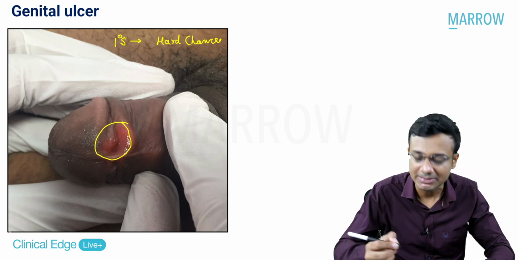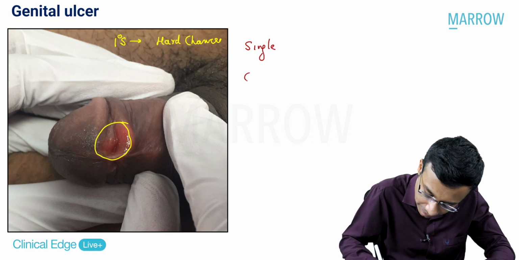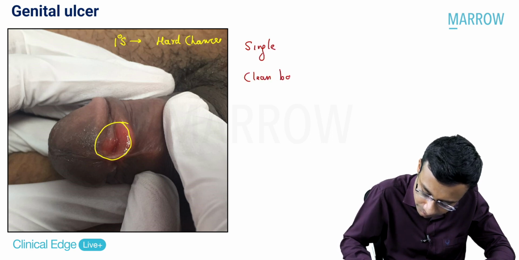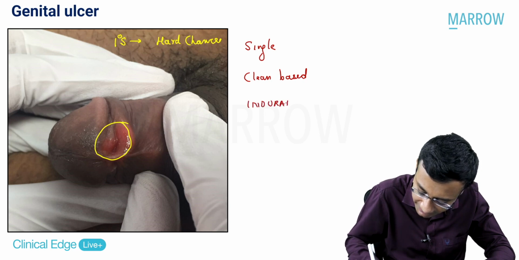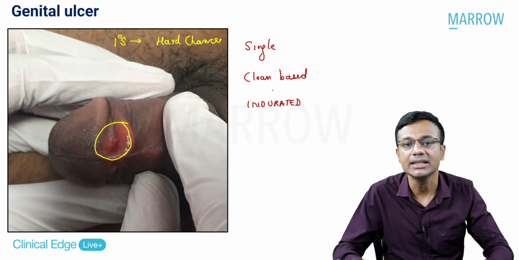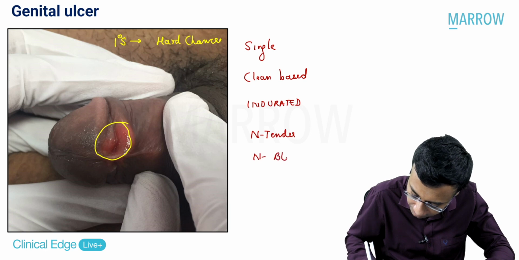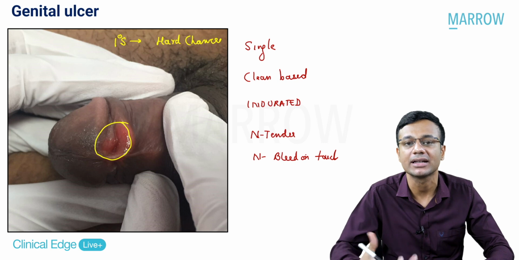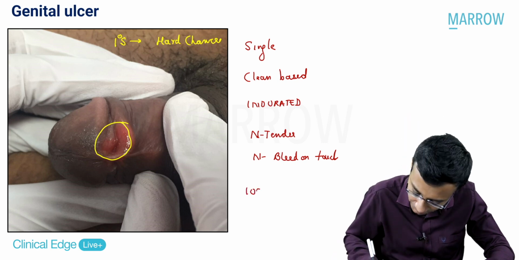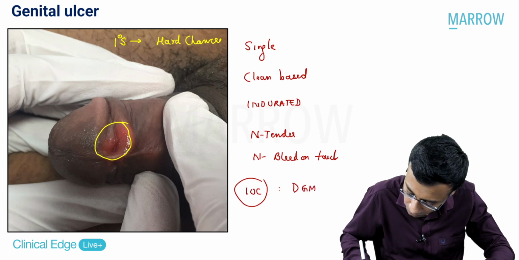So how do I describe this single ulcer? It is described as a single, clean based, indurated ulcer. Please remember, students, that is why it is called hard chancre. It's single, clean based, indurated, non-tender, and there's no bleeding on touch. This is the characteristic of a genital ulcer of syphilis, and the investigation of choice from this ulcer is going to be dark ground microscopy.